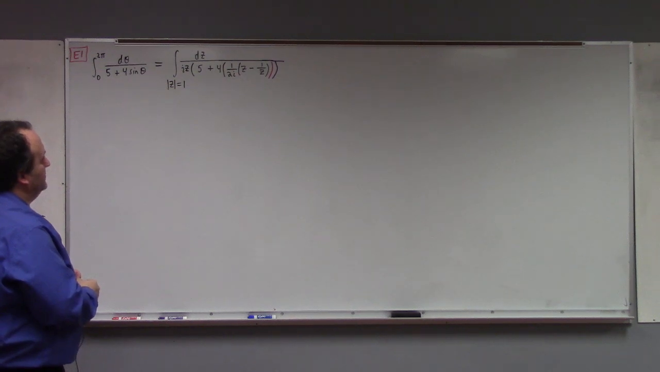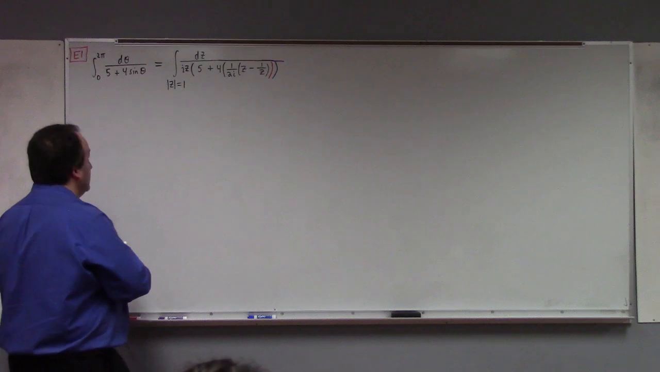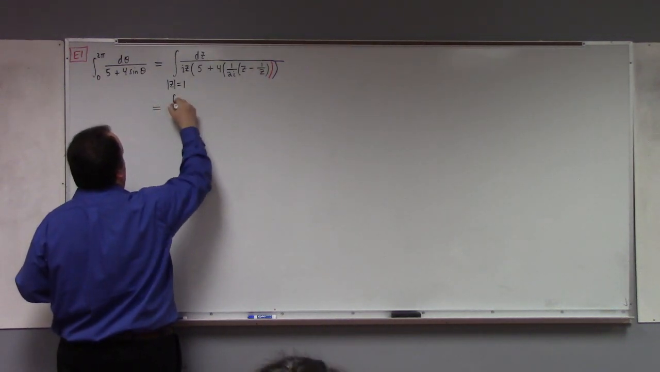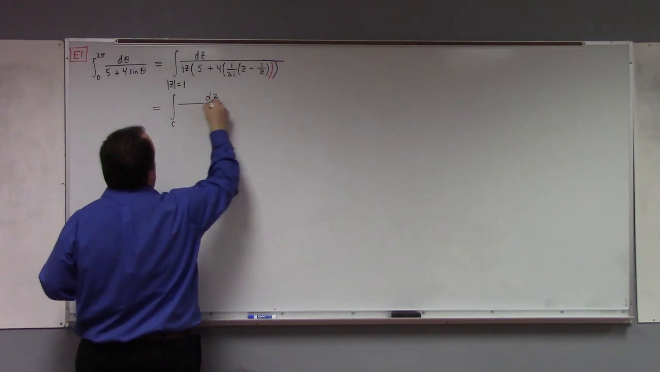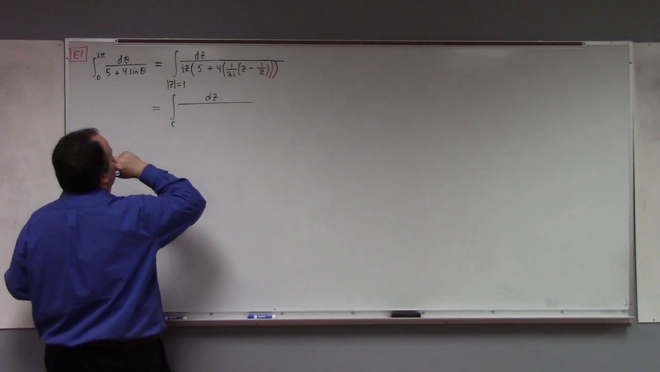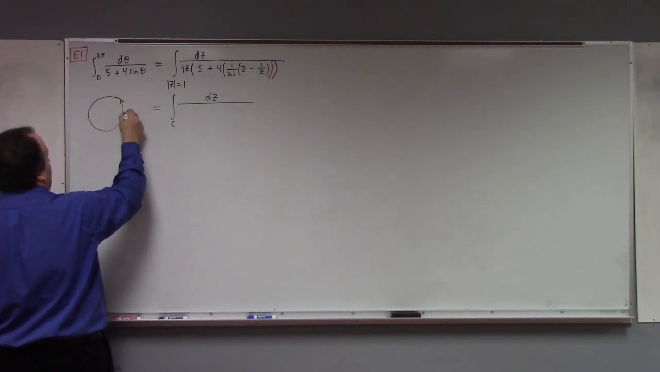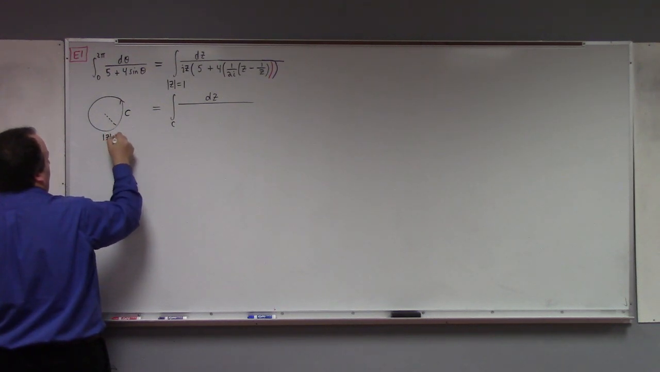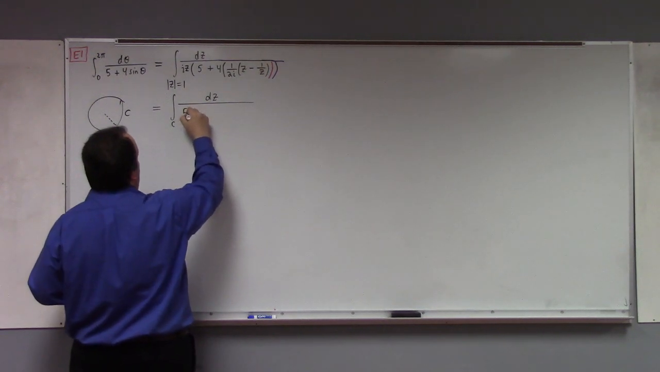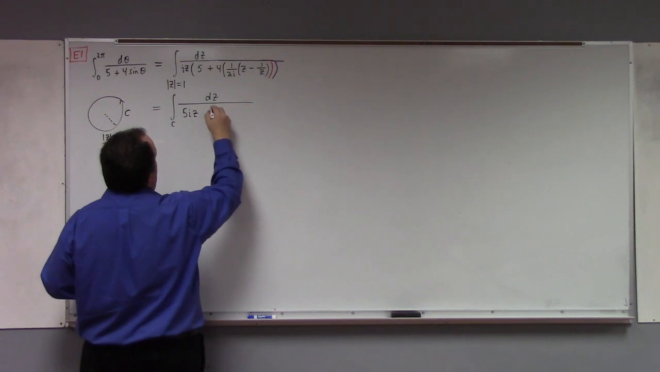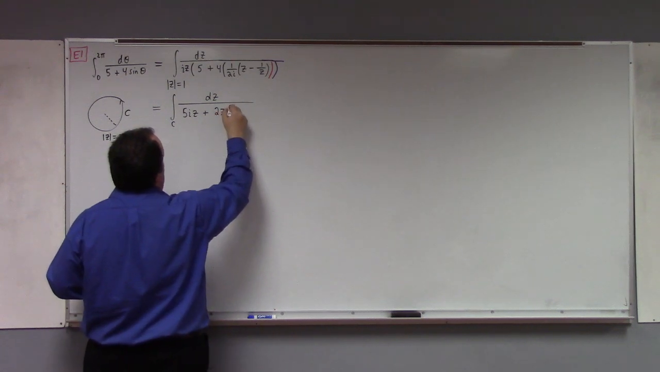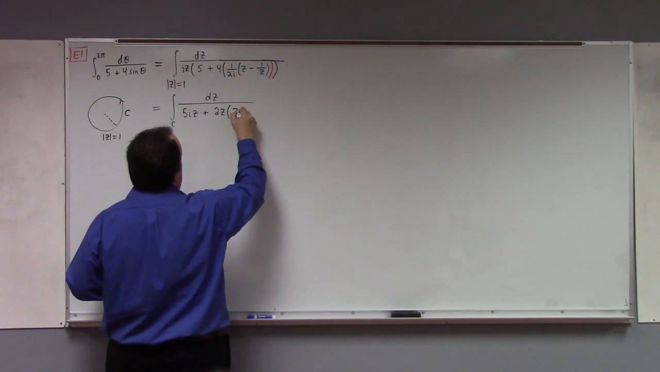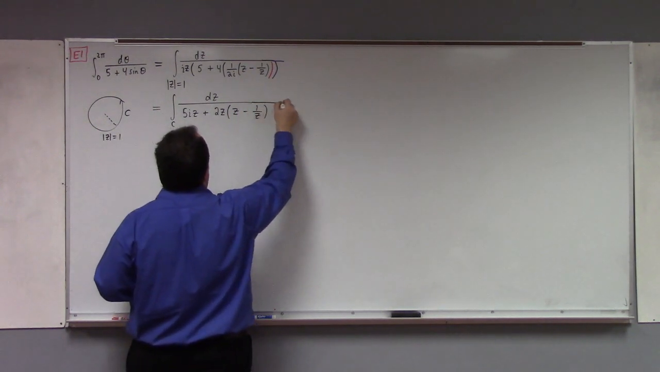Let's see here. So then we can multiply the z through, I suppose. That's going to give us the integral over, I'm going to call this thing c, of dz over, so this is c. All right, so I get 5iz plus, the i's cancel on the next thing, right? So I just get 2z times z minus 1 over z. There we go.